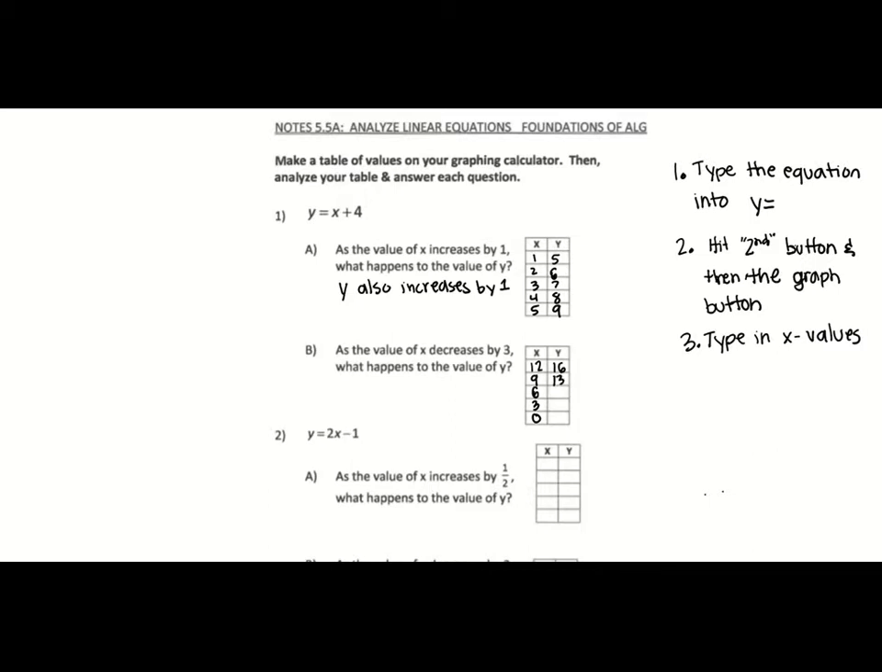I want you to continue filling these out. What do you get for 6, 3, and 0 in your x column? What is your y? You should have gotten 6 is 10, 3 is 7, and 0 is 4. So now, once we have that information, we can see that as the value of x decreases by 3, our y value also decreases by 3.